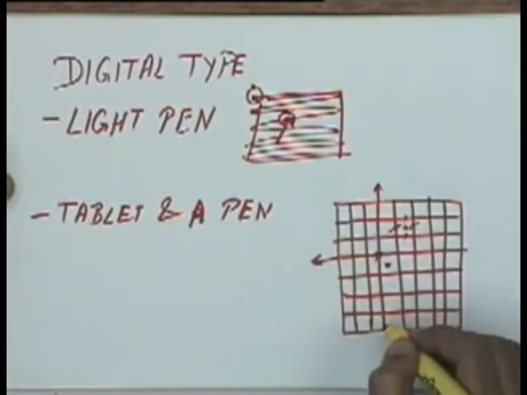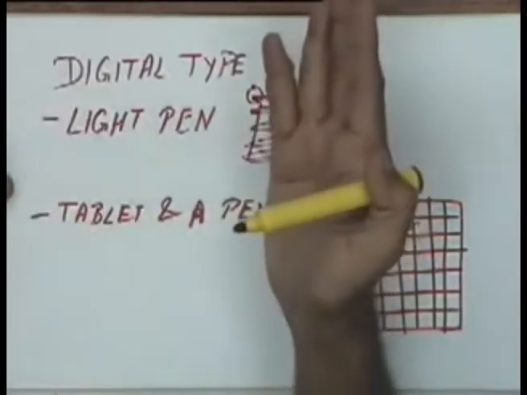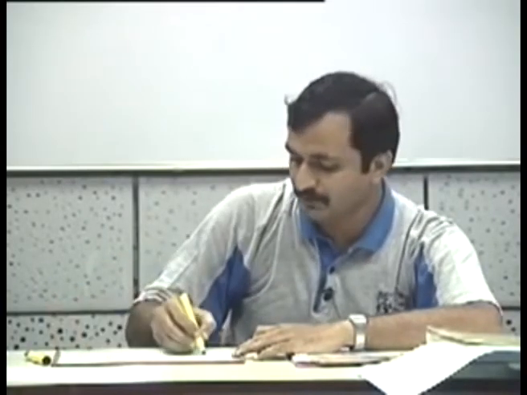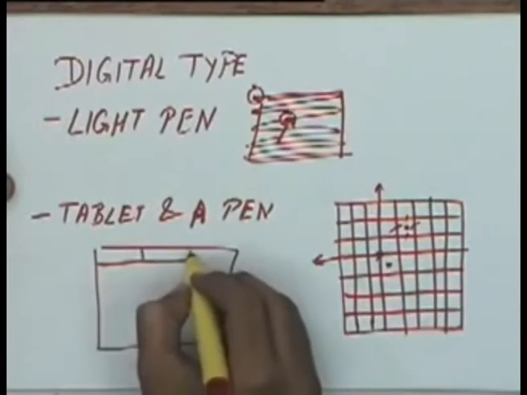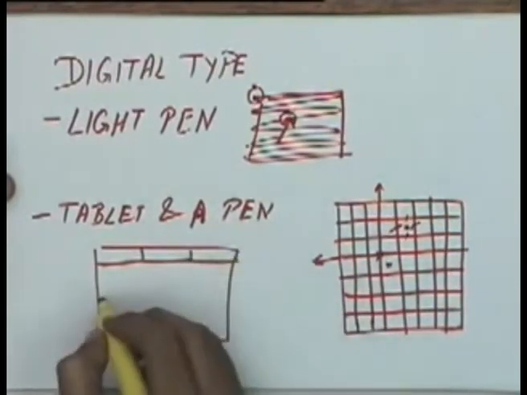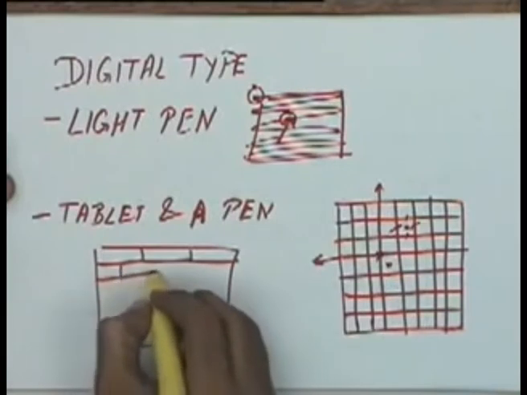And the advantage we get from this is that, let us say, if we take a menu and paste it on this tablet, on the menu I can have a set of commands. So if my menu looks like this, maybe there is some command here, some command here, some command here, and maybe I have some symbols over here.